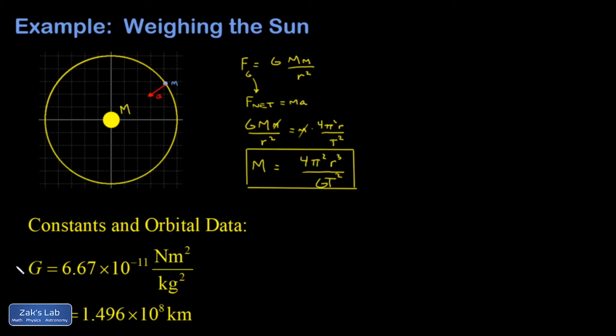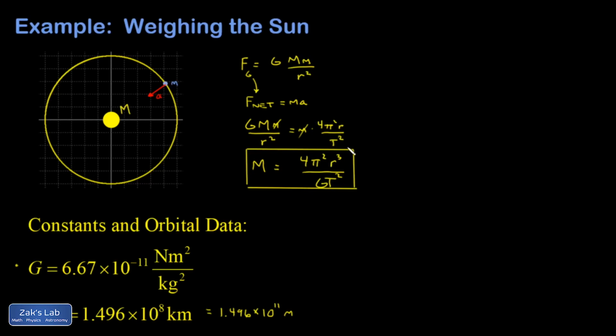So we have the constant G written down, so we can put that in. And then r is called an astronomical unit, or AU. That's the average distance between the Earth and the sun. And it's given here in kilometers, and we're going to have to convert that to meters, and that's not so bad. We don't need to write any calculations down. I'll just tack on a factor of 1,000. So r is 1.496 times 10 to the 11 meters.